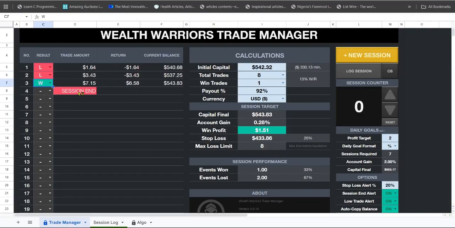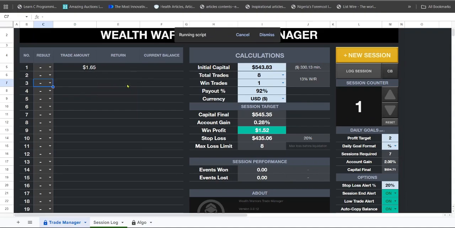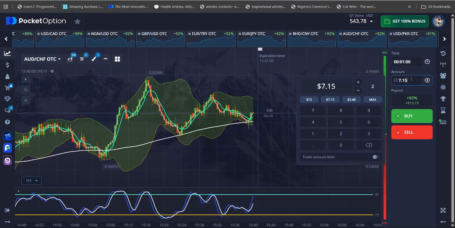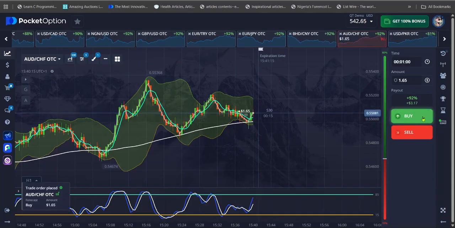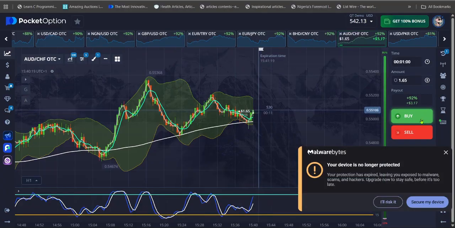Once we mark it as a win, it will end the session because we said we want just one win. We'll come over here and click on new session. It will lock the session we just ended. It will give us a new trade amount, which is 1.65 now. So we'll start with 1.65 and we'll look for another opportunity. Looking at this, another buy here will be okay. Let's see if we can ride the trend upward.